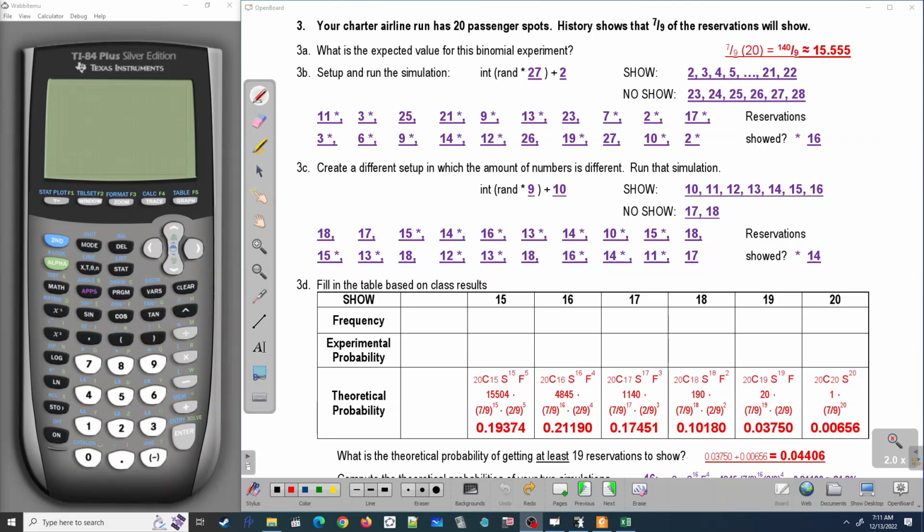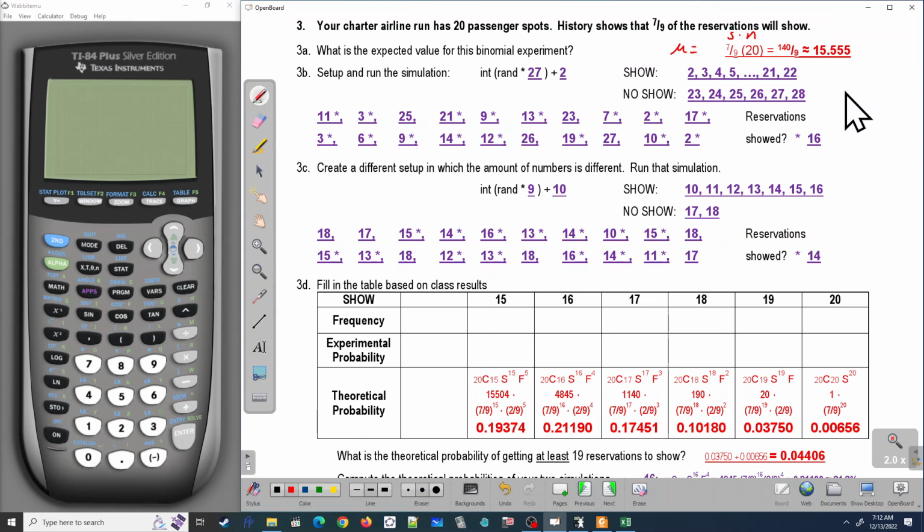To wrap up our probability simulation lesson, I have a third and final example in which your charter airline has 20 passenger spots. To make it a little bit more difficult to fill the seats, I have its history say that 7/9 of the reservations will show. When we figure out the expected value, we take 7/9, the success rate, times the number of trials, which in this case represents the 20 seats, and we find that I should have 15.555 seats filled on average per flight.